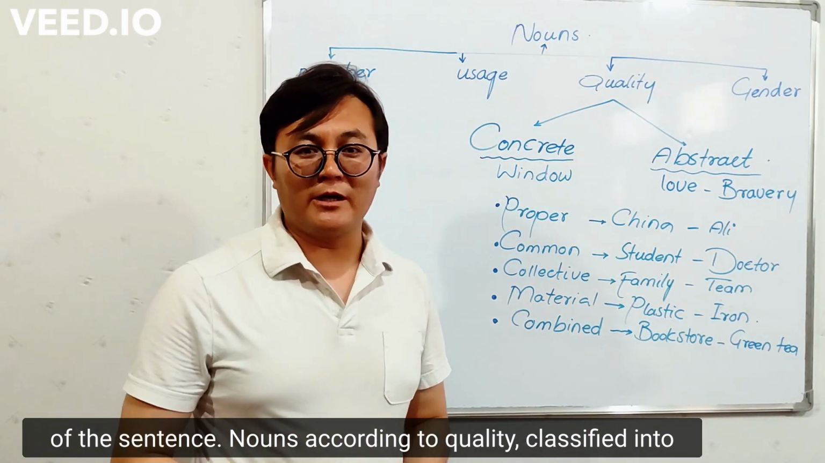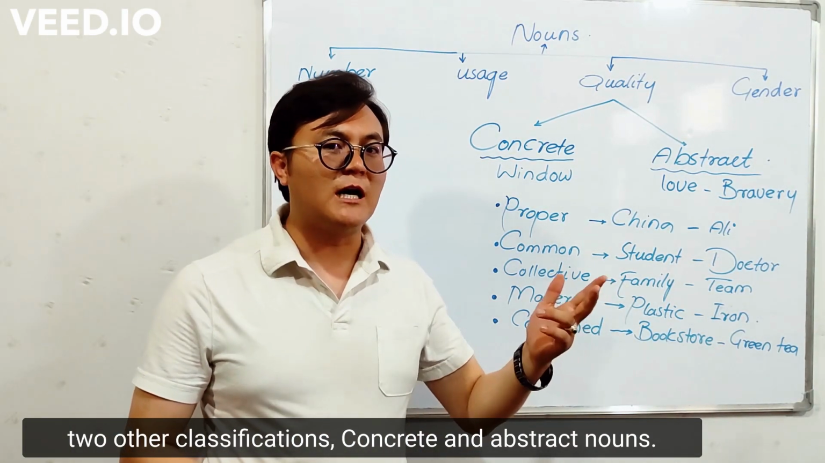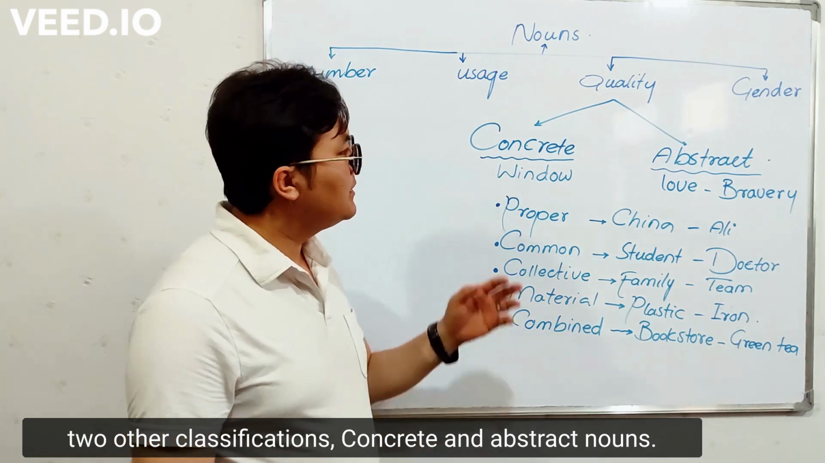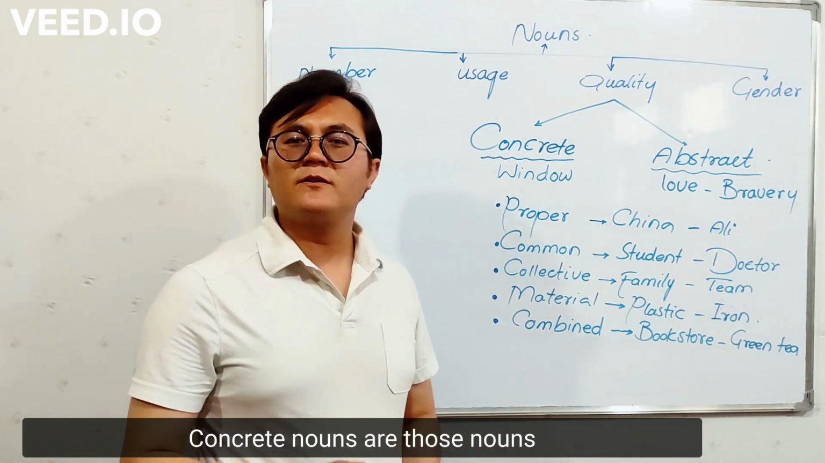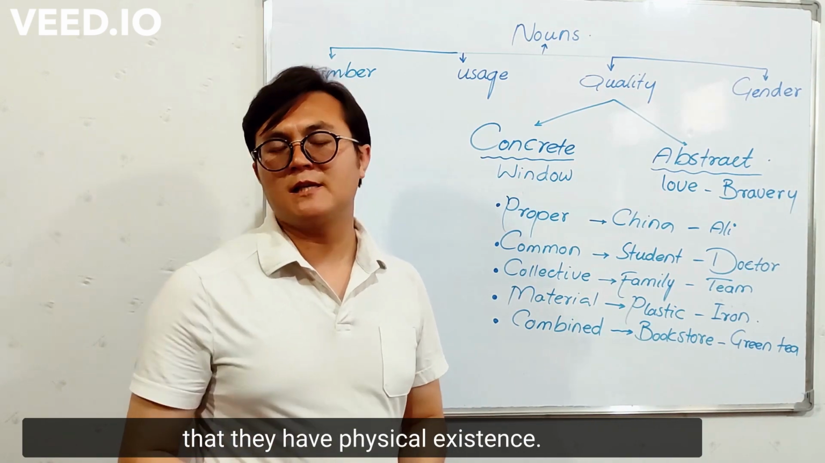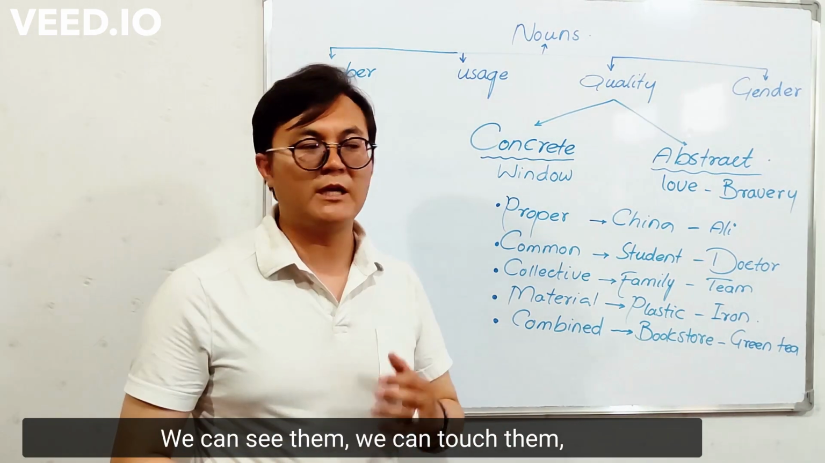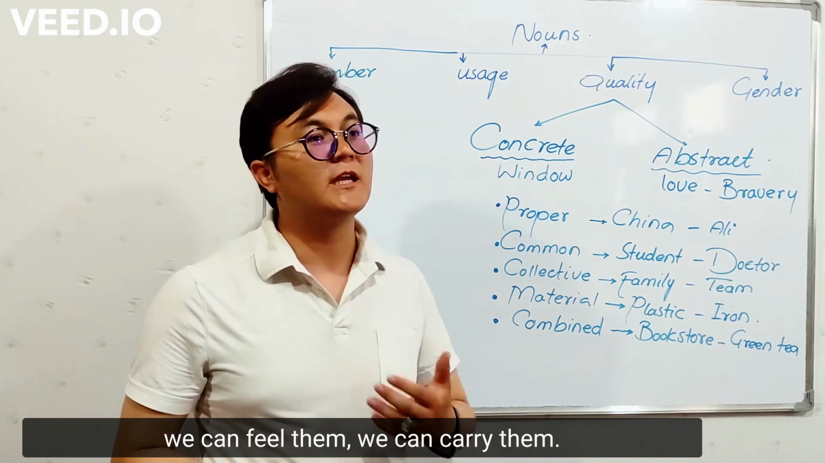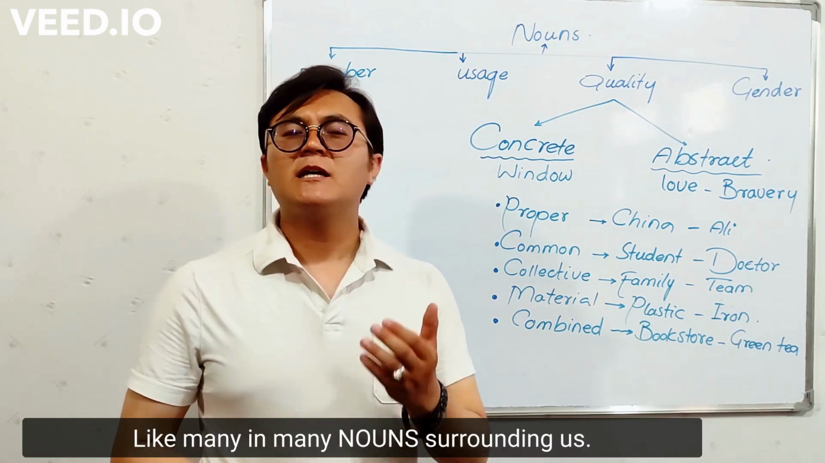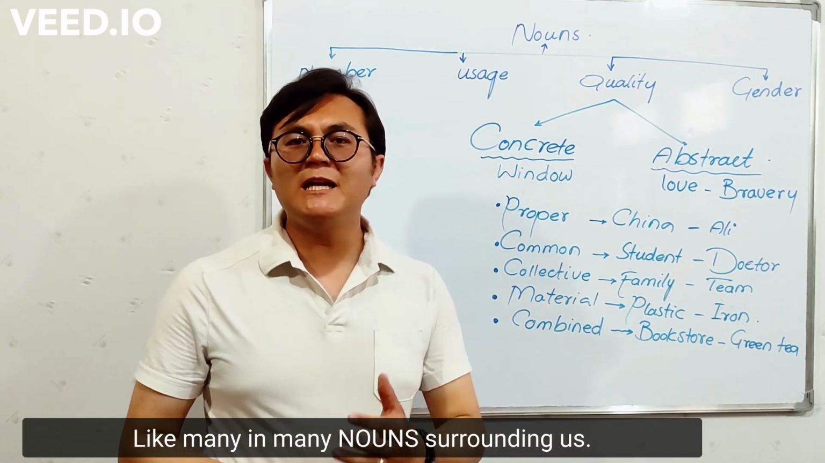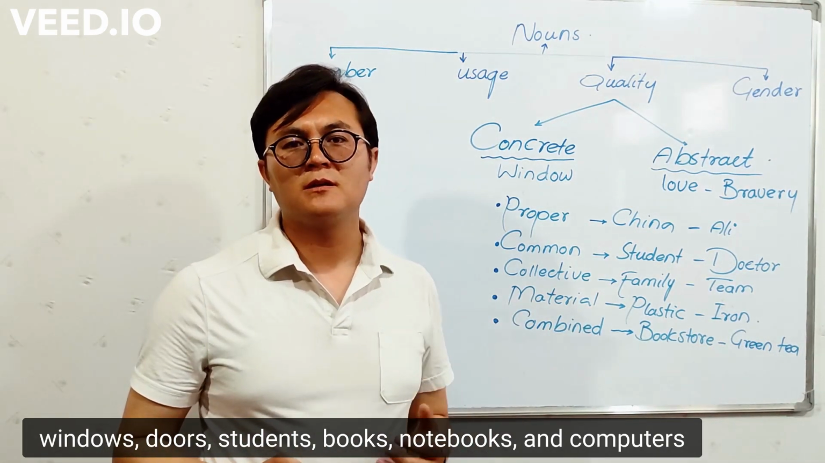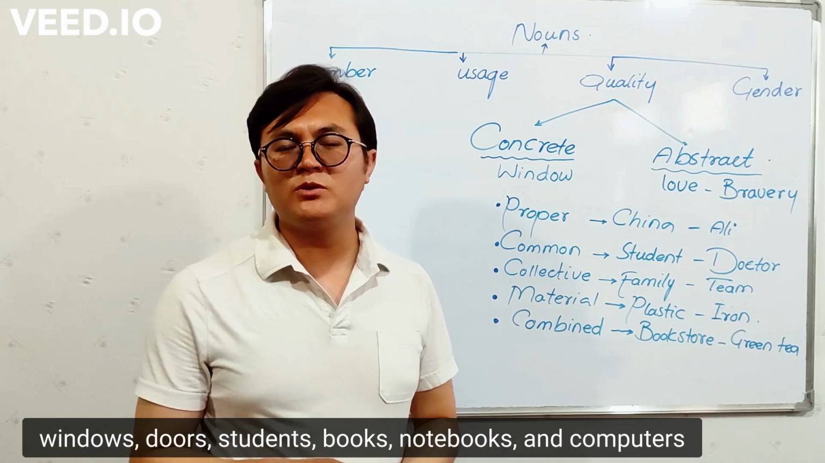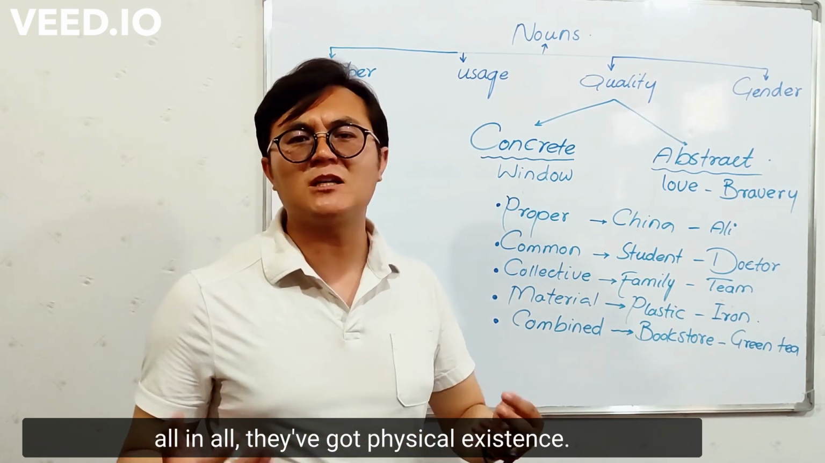Nouns according to quality are classified into two other classifications: concrete and abstract nouns. Concrete nouns are those nouns that have physical existence. We can see them, we can touch them, we can feel them, we can carry them, like many nouns surrounding us: windows, doors, students, books, notebooks, computers. All in all, they've got physical existence.